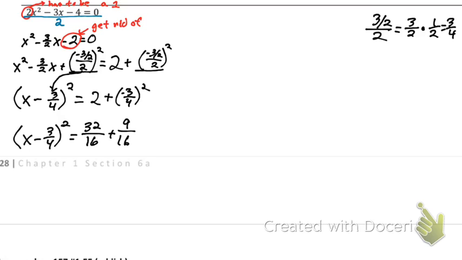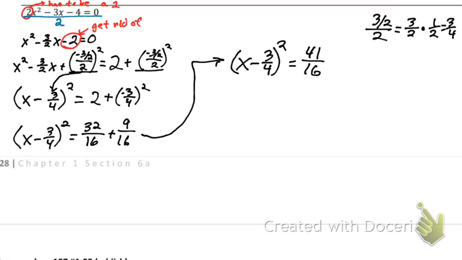All right, then keep on working this down. I might not show all these steps, and I don't need to see all the steps from you if you don't want to show me all of them. We have negative 3 over 4 squared equals, and this is going to be 41 over 16. All right, now I just take the square root of both sides. Do I have this right? Yes, we're good so far.